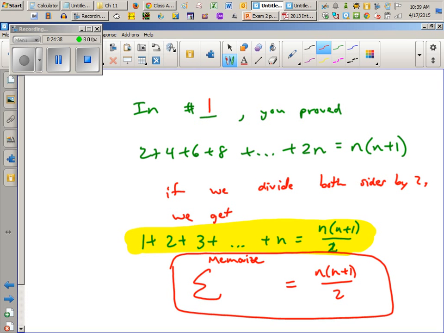See, the only difference in this problem and the previous one is the previous one said 1 squared plus 2 squared plus 3 squared plus 4 squared. This one just says 1, 2, 3, 4, see? So this would just be k, with k equals 1 to n. So we're going to memorize this formula. It's actually a little bit easier than the other one. Okay?